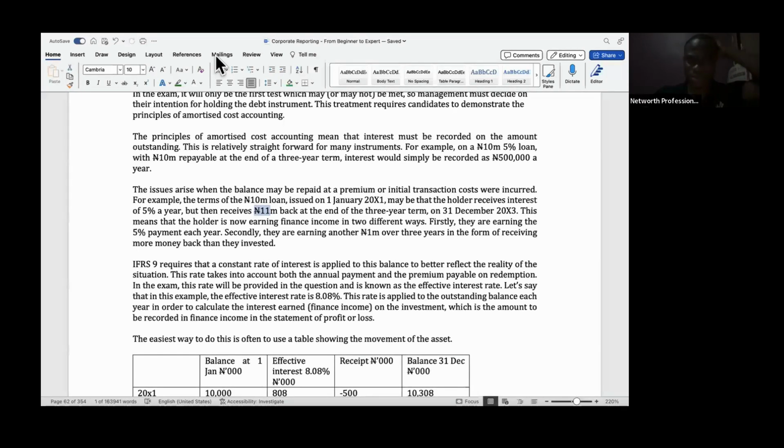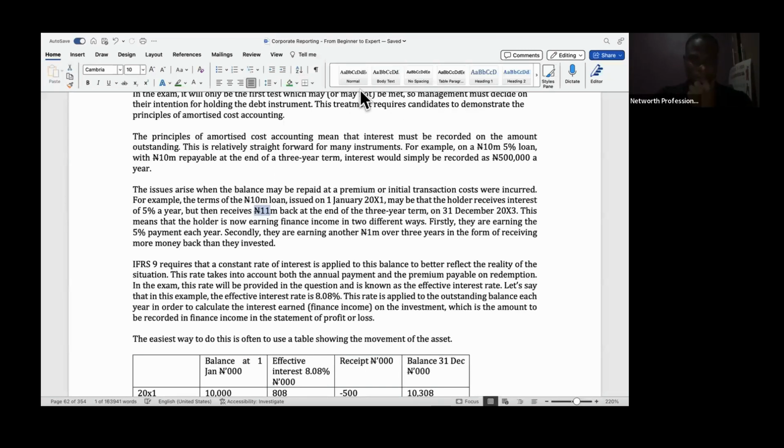Now, my first question in this class is this. How much is this guy making over the 3 years? Don't forget, in that first scenario, he was making 1.5. How much is he making here over the 3 years? I need somebody to tell me the right answer. 2.5, sir. That's correct. 2,500.